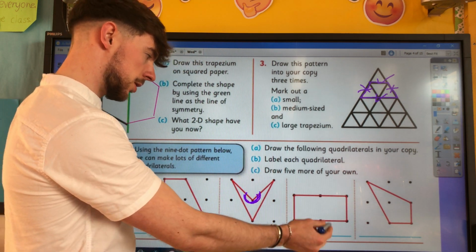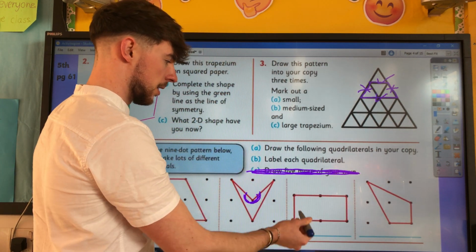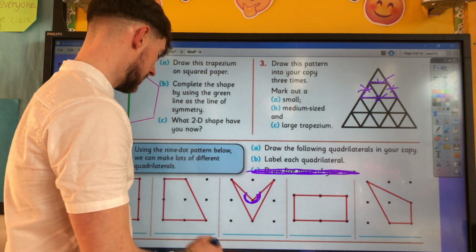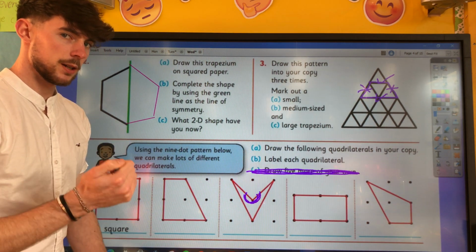And then we won't do C for today, right? So we'll get rid of C. Okay, what shape is this and what shape is that, alright? So we're going to label each of these quadrilaterals, okay? If you have any questions, contact me in Class Dojo, alright?